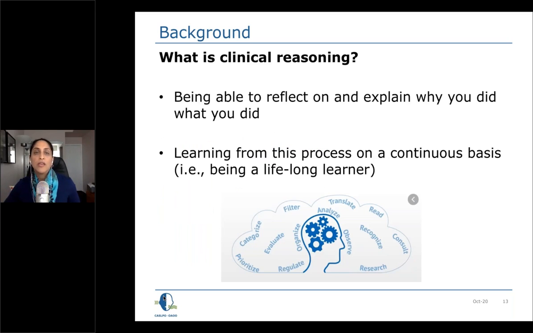Clinical reasoning is also being able to reflect on and explain why you did what you did with a particular patient or in a particular clinical scenario. And it's learning from this process on a continuous basis. So being a lifelong learner, always asking questions or thinking of different approaches that you could take, and always striving to become better and better in your practice.